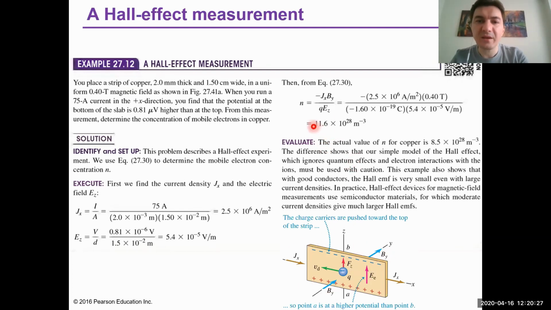that copper. 11.6 times 10 to 28 electrons within unit volume, okay, within that copper wire. So this was the last transparency of that lecture, and with that lecture I have finished chapter 27, and next week we will continue with magnetic field sources, inshallah.